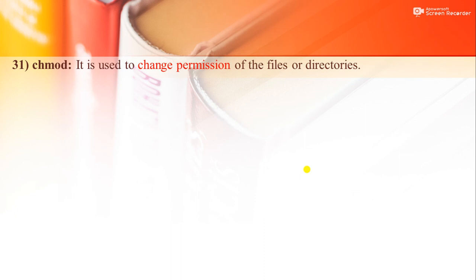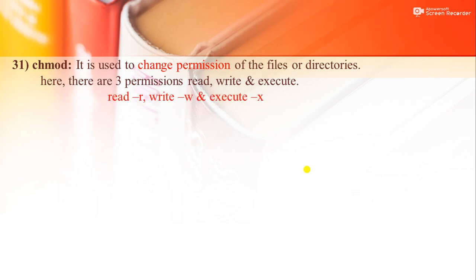It is used to change the permission of files or directories. Here there are three permissions: read, write and execute. For read, -r will be used, for write, -w will be used, and for execute, -x will be used. This -r, -w and -x is the symbol of read, write and execute.